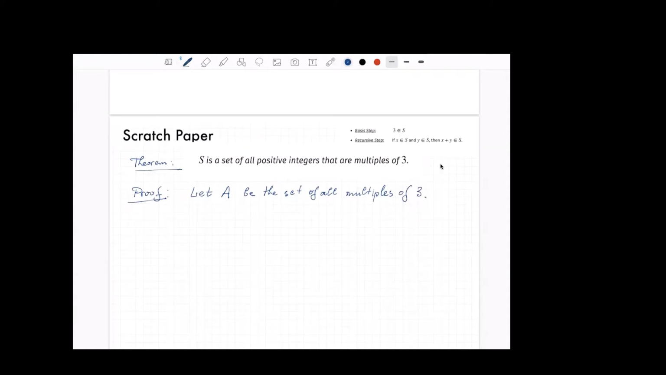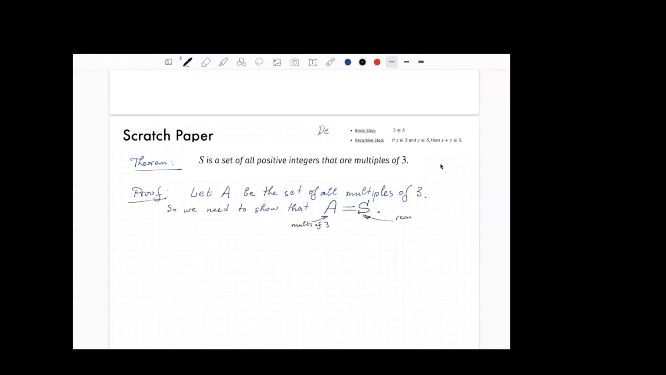Here's what we want to prove. The theorem says that S and A are one and the same set. So we need to show that A, all multiples of 3, and S are the same set. Just to be clear, maybe that's extra, but let's write it down anyway. These are multiples of 3, two sets, completely different sets, with different definitions of the sets. Multiples of 3, and this recursively defined set by this definition.